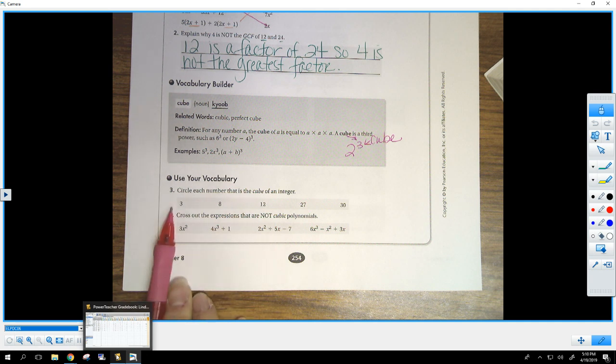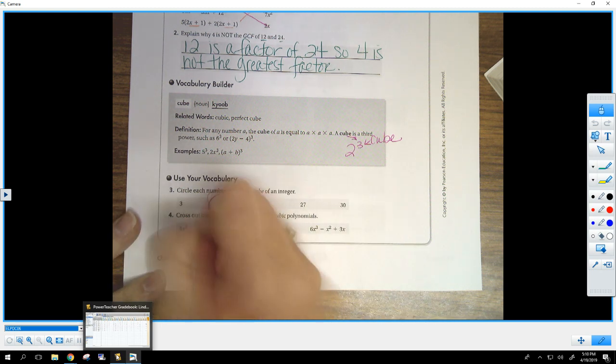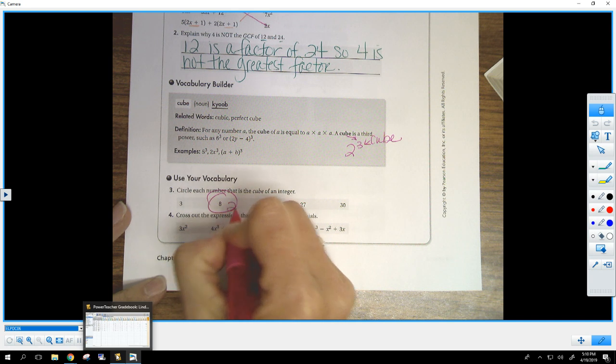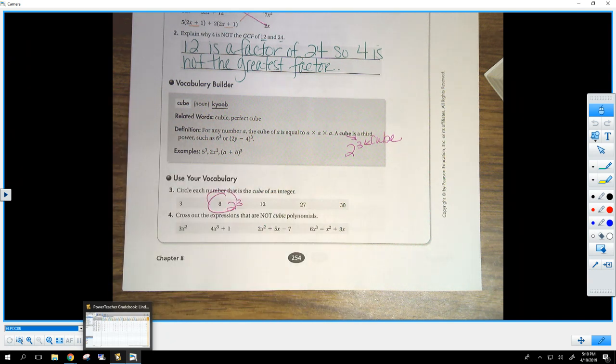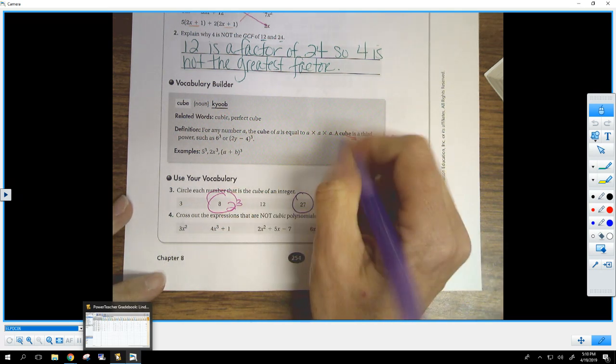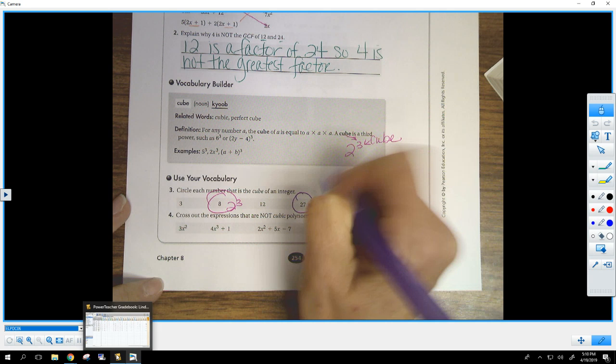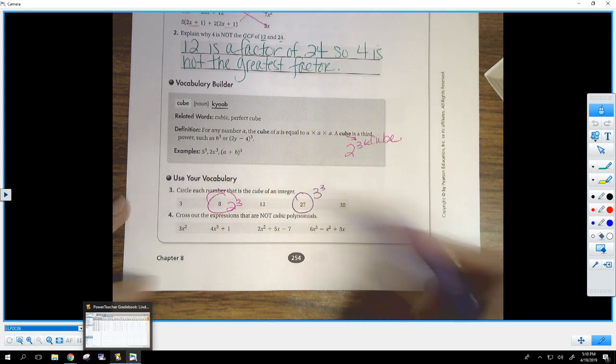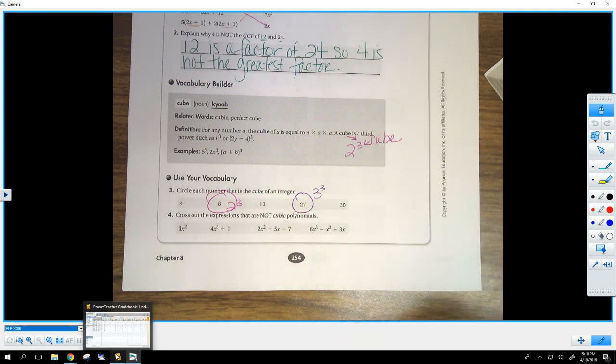So, yeah, 3 times 3 is 9, so that's not going to work. 2 times 2 is 4, 4 times 2 is 8. So this would be 2 cubed, right? This one, 3 cubed: 3 times 3 is 9, 9 times 3 is 27.